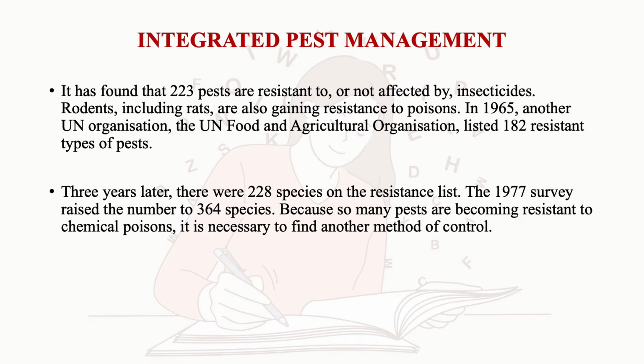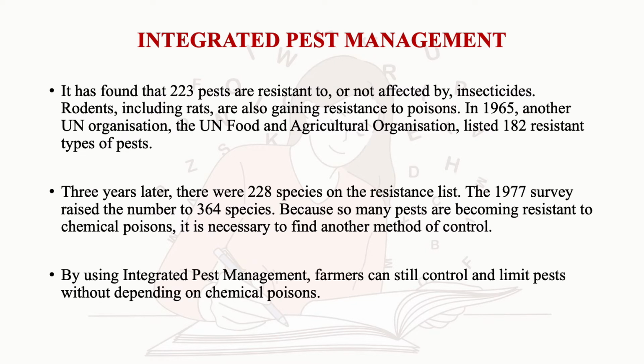Because so many pests are becoming resistant to chemical poisons, it is necessary to find another method of control. By using integrated pest management, farmers can still control and limit pests without depending on chemical poisons.